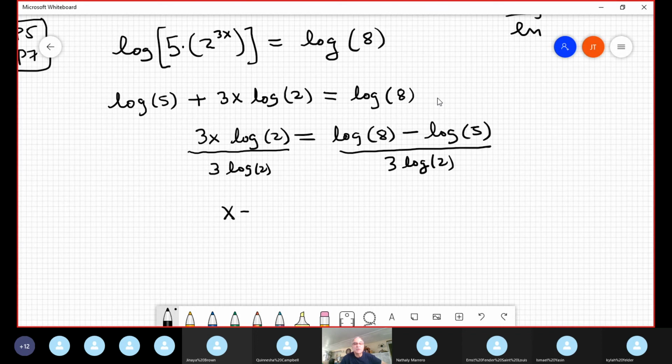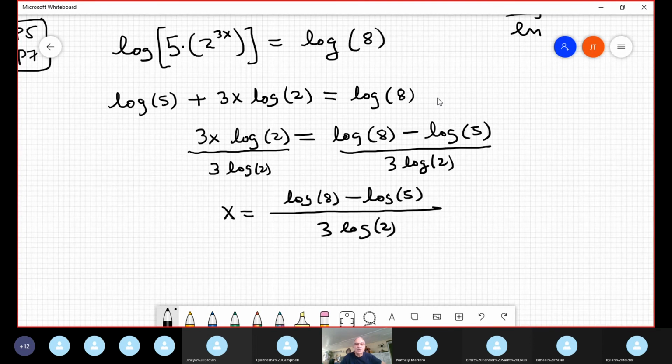So we have x alone is equal to log of 8 minus log of 5 divided by 3 log of 2. And we can put it in the calculator like that. Yes, we can, but no. I do not recommend this.